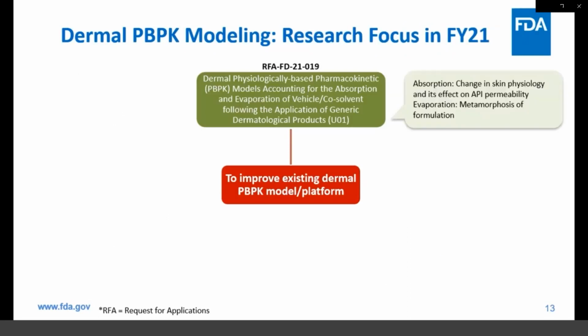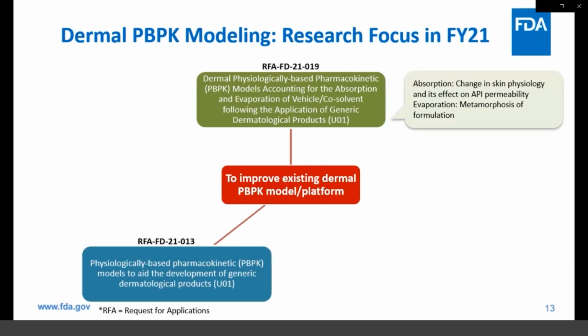You may know that absorption of vehicle or co-solvents may change the skin physiology by disrupting the intercellular lipid bilayer of stratum corneum. This change in skin physiology may influence the permeability of API. On the other hand, the evaporation of vehicle may lead to metamorphosis of formulation. The objective of this grant was to capture both dynamic process in our PBPK model.